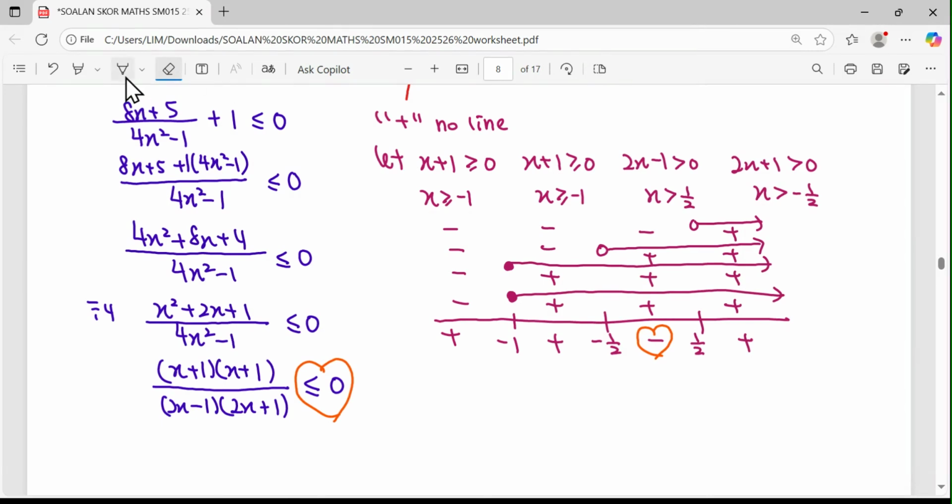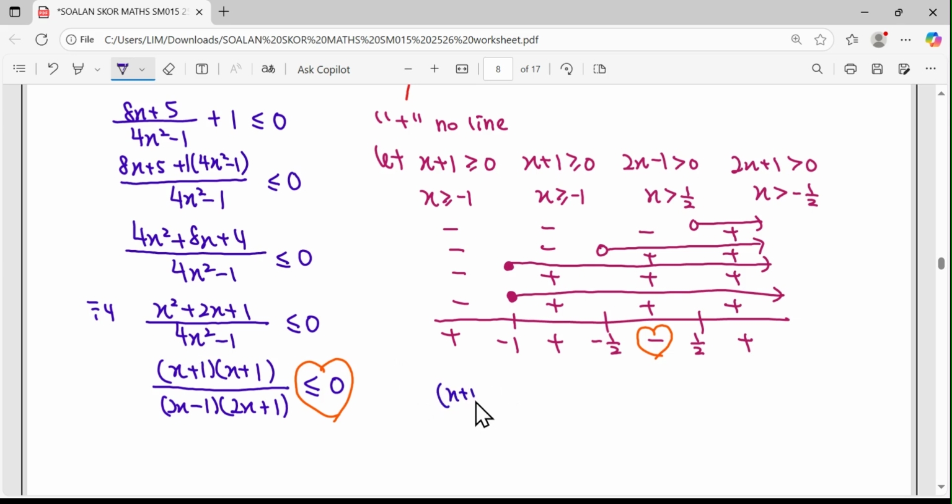Okay, so our answer falls here, which is the part that does not involve equal. This question is a bit of a special case. What is special about it? Our answer is not only from this region that we found; we have another case that you need to consider if the numerator equals 0. If the numerator equals 0, meaning x plus 1 squared equals 0, it also makes the whole fraction less than or equal to 0.